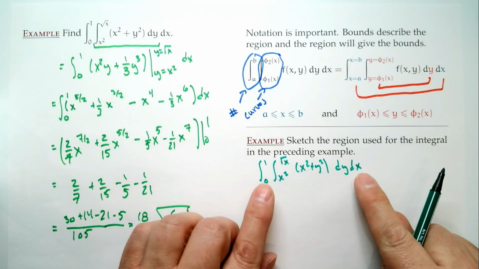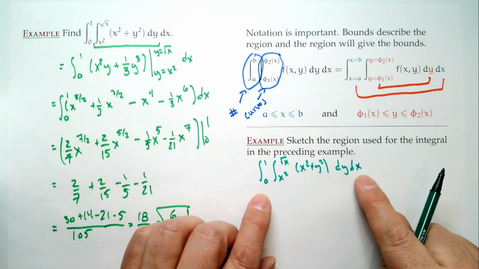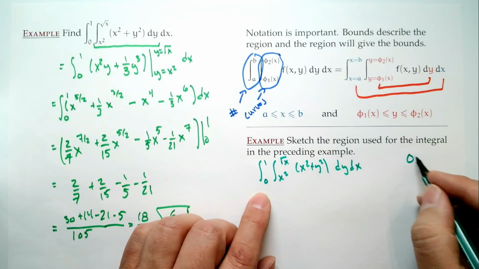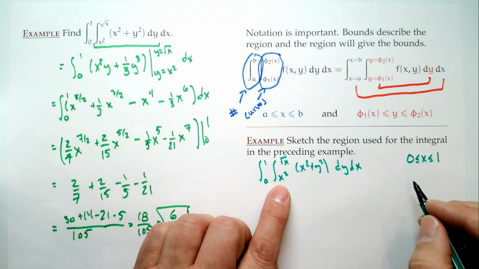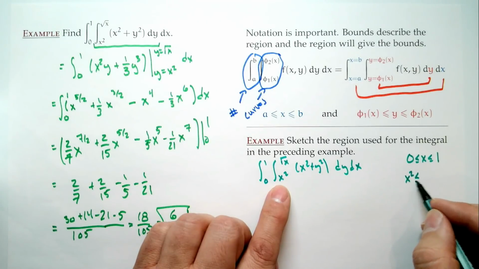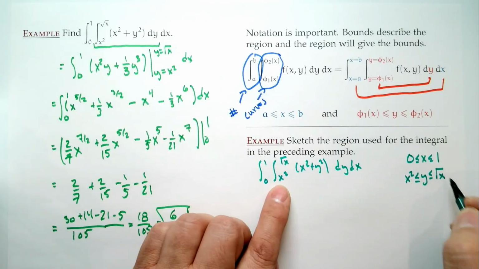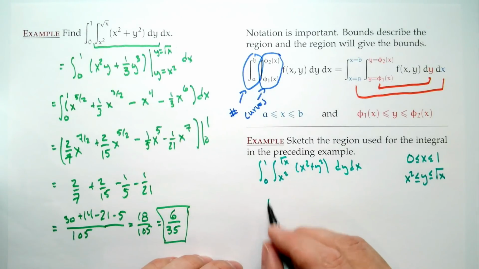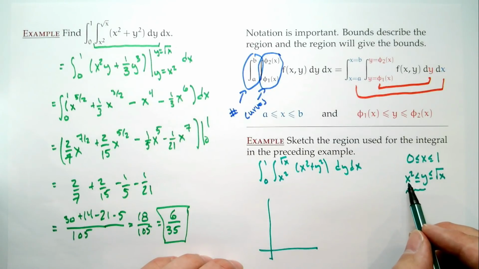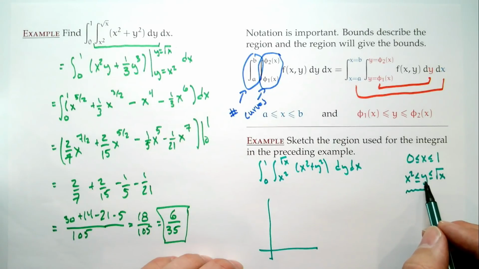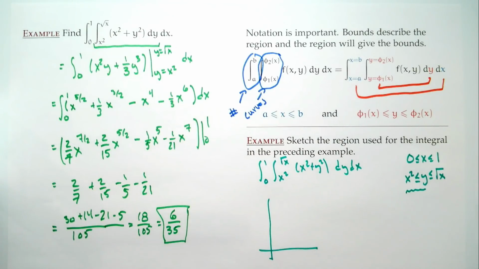Well, we read it off. Where does x go from? 0 to 1. So we can see where x goes from. Where does y go from? x squared to square root of x. So now, if we want to sketch, we just start drawing the curves. We do them one at a time and say, okay, x squared is less than or equal to y. We'll start by drawing the curve x squared equals y, also known as y equals x squared, which is what? A parabola.